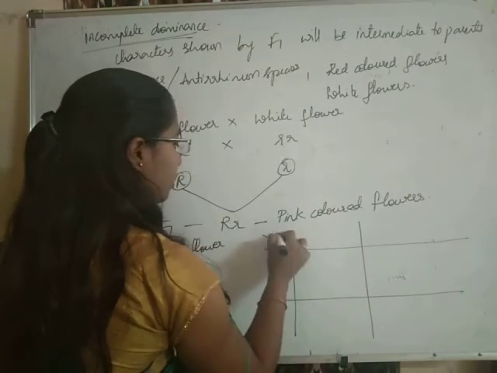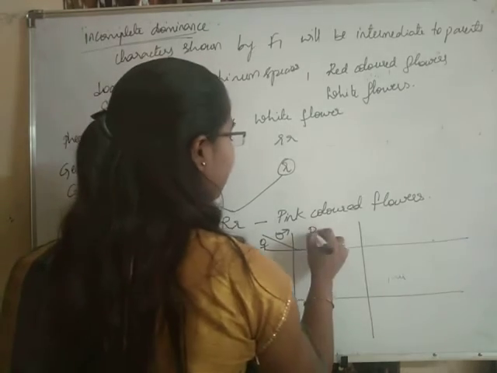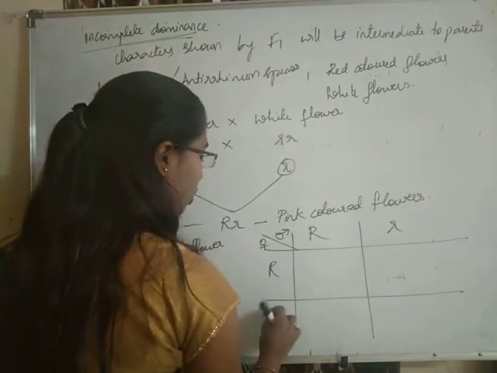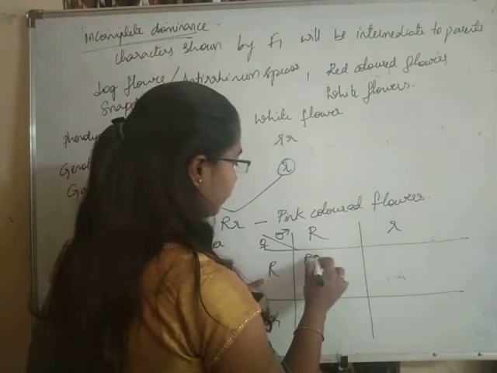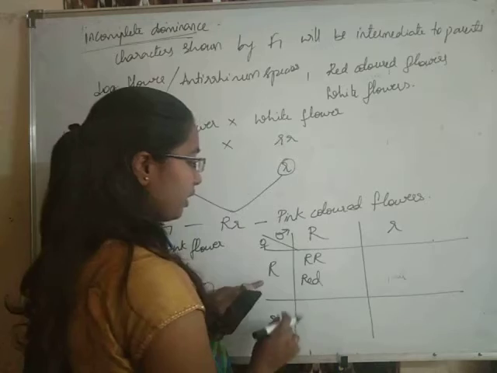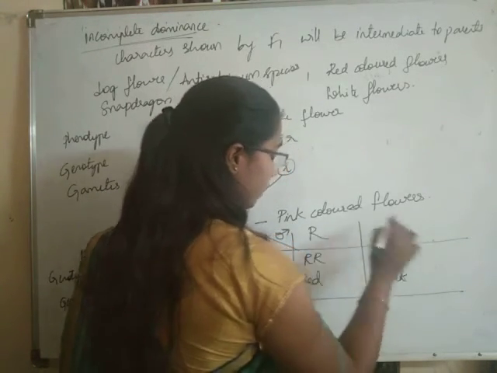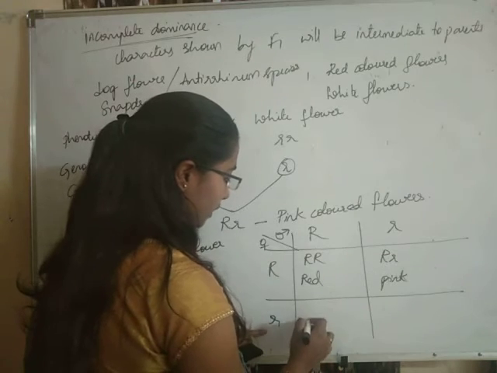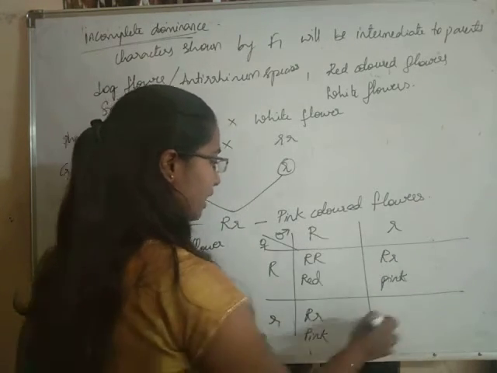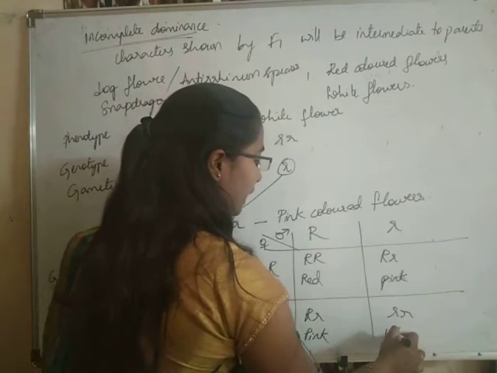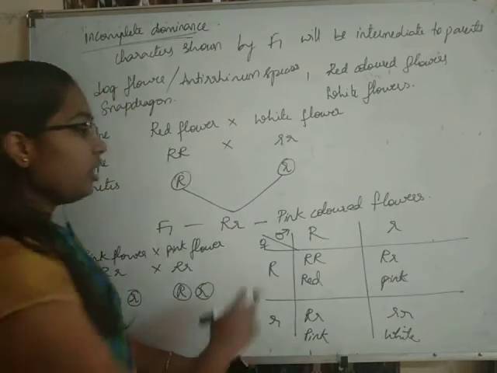Whatever you can take them as a male or you can take them as a female. Capital R small r, capital R small r. These are the gametes, right? So capital R capital R would be a red flower. Capital R small r will be a pink flower. Capital R small r will also be a pink flower. Small r small r will be a white flower. So these are all the F2 individuals.